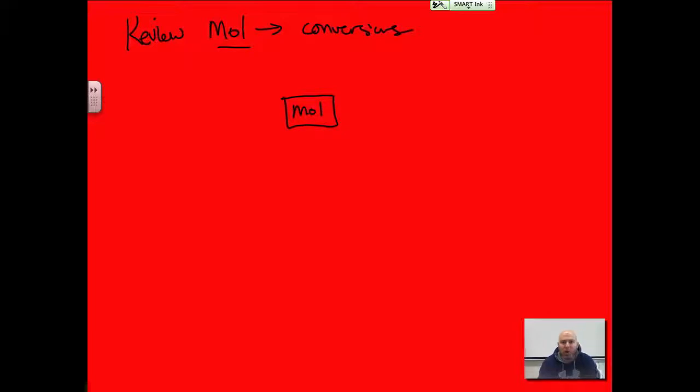All right, so now I want to review mole conversions. Review mole conversions. Now, the real big key, and again, this is important, I like to think of a little flow chart here, so I know which direction I'm going. I got my moles.